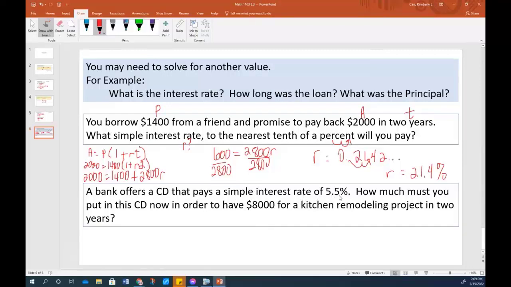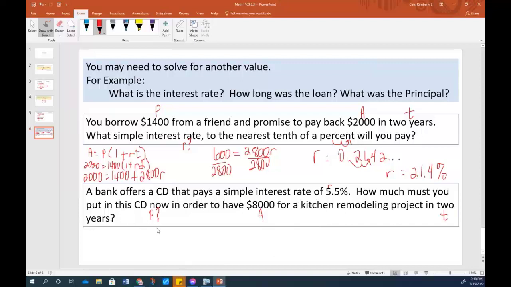A bank offers a CD that pays a simple interest rate of 5.5%. So we have our simple interest rate of 5.5%. How much do you have to put in the CD now in order to have $8,000 for a kitchen remodeling project in 2 years? Okay, so that tells me that the $8,000 is a future value. So that's my A. 2 years is my time. Okay. How much do you put in now? That's actually the question. So that's the principal. But I do have my R.